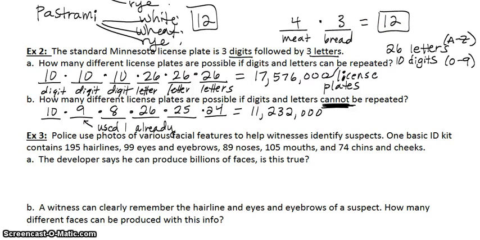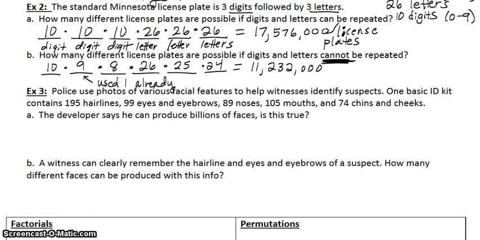Police use photos of various facial features to help witnesses identify suspects. Wow, struggling with my reading this morning. Okay, one basic ID kit contains 195 hairlines, 99 eyes and eyebrows, 89 noses, 105 mouths, and 74 chins or cheeks. The developer says he can produce billions of faces using this kit. Our question is, is that true? All right, so we want to figure out how many different faces could someone create with these different elements.